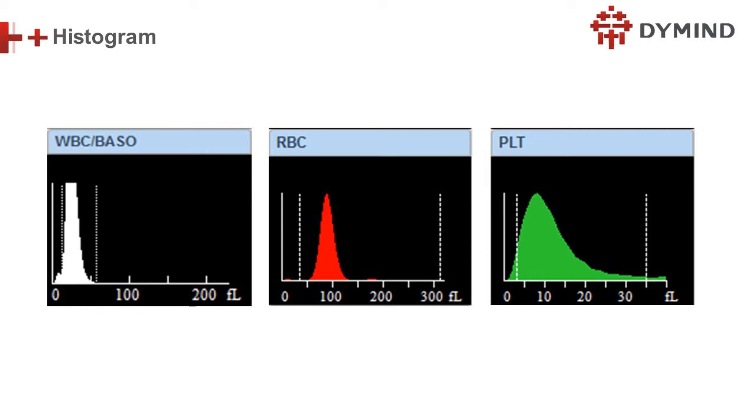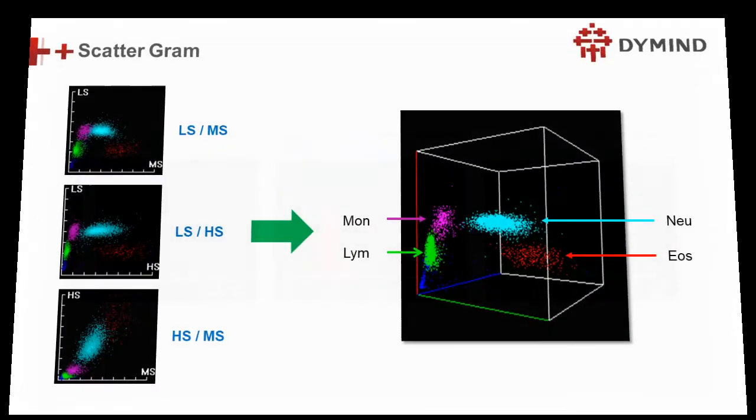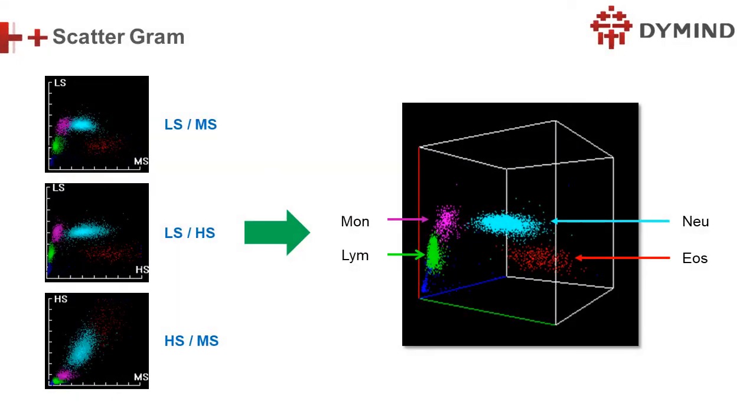And the RBC, we also use the impedance principle. So you can see this is the histogram. And also for platelet, platelet is also counted by the impedance principle. But for the white cell differential, we are using a scattergram to do the counting.